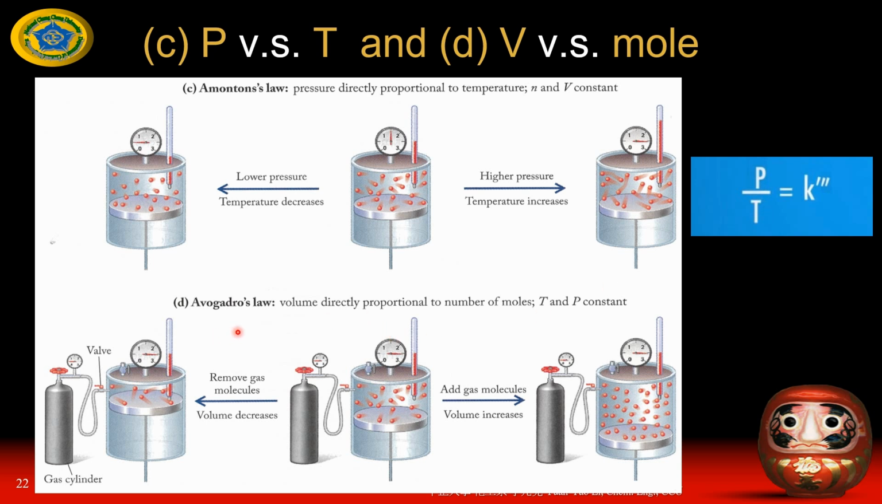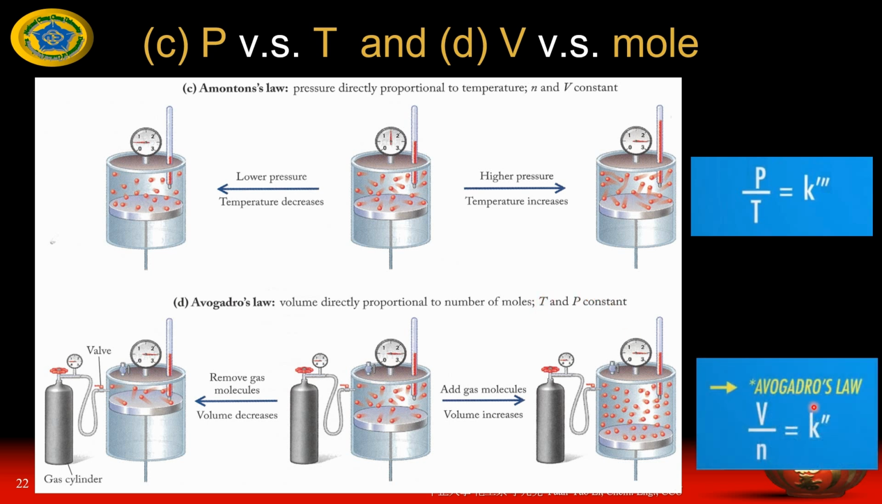Okay, lastly, Avogadro's law: keep the temperature and pressure constant. We find out that the volume is directly proportional to the number of moles. So V divided by n equals another constant.